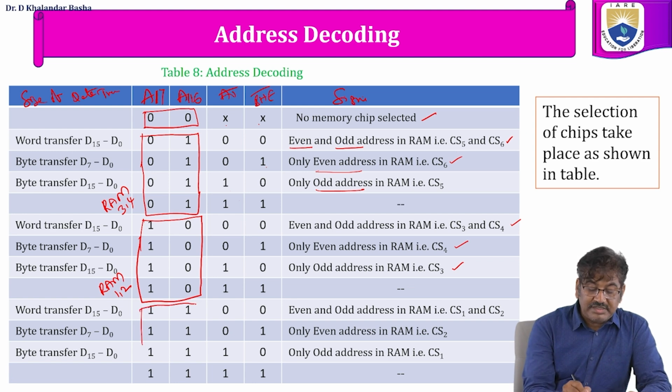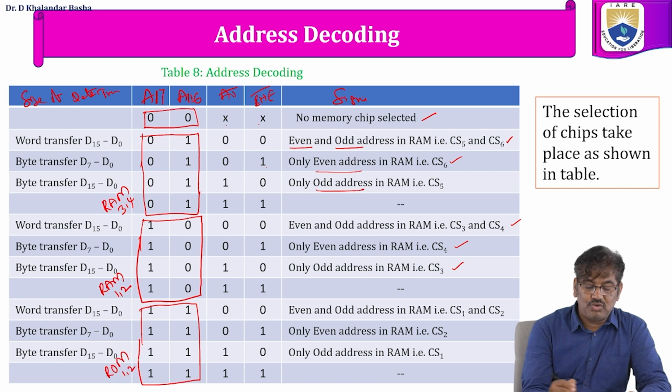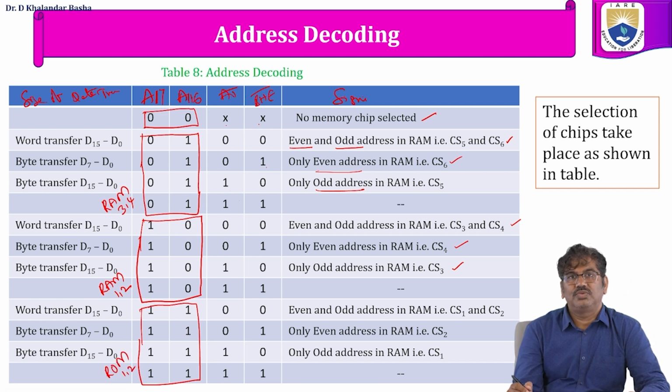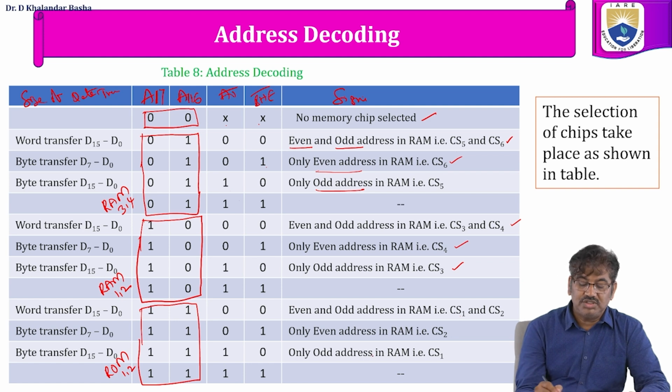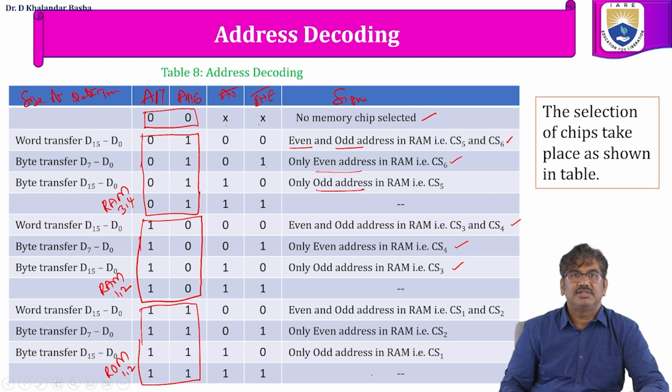Next, whenever A17, A16 are 11, they will correspond to RAM blocks, as we have two RAM blocks, RAM block 1 and RAM block 2. So 00, 16-bit access, both even and odd address will be selected, that is chip select 1 and chip select 2. 01, only even address will be selected, that is CS2. 10, odd address, that is only block 1 will be selected. 11, no memory will be selected.